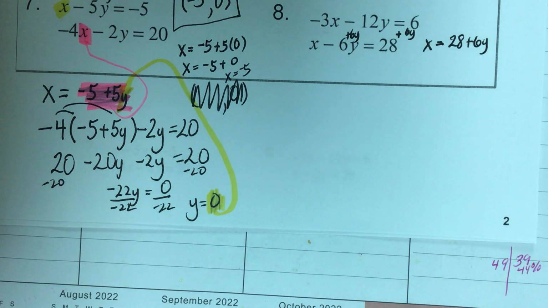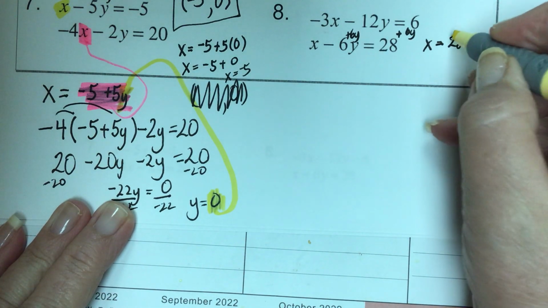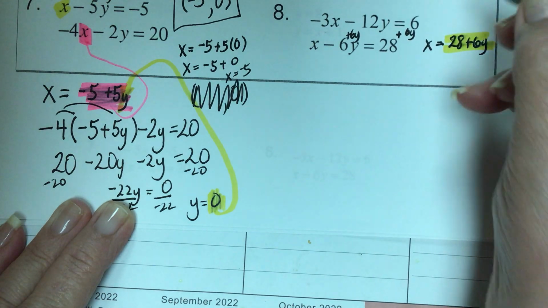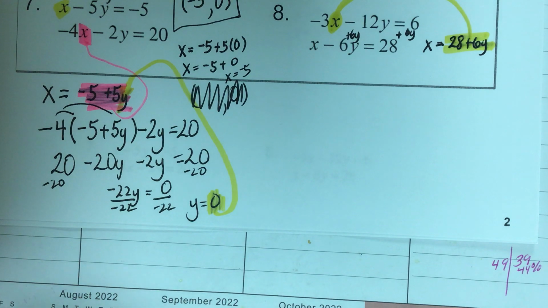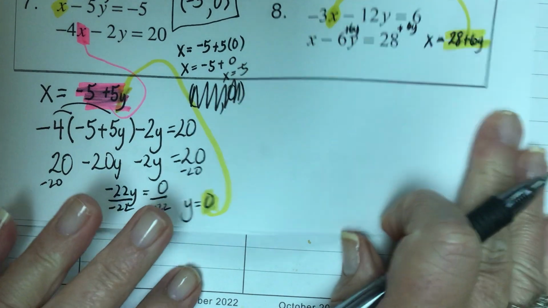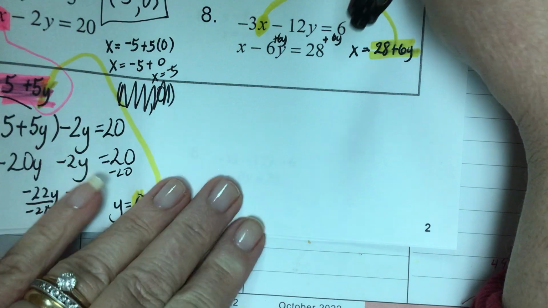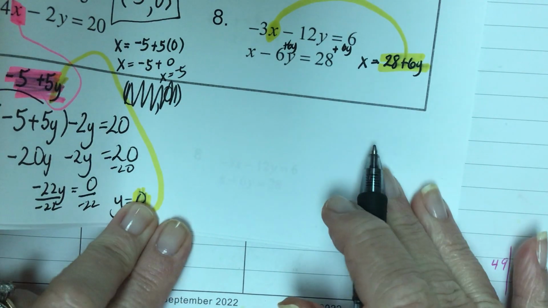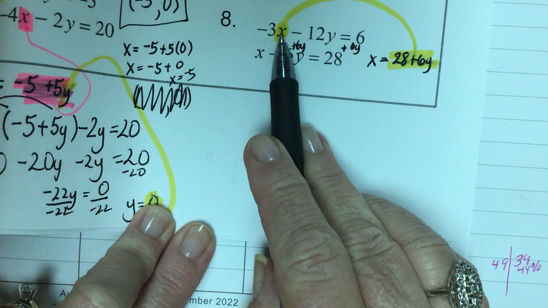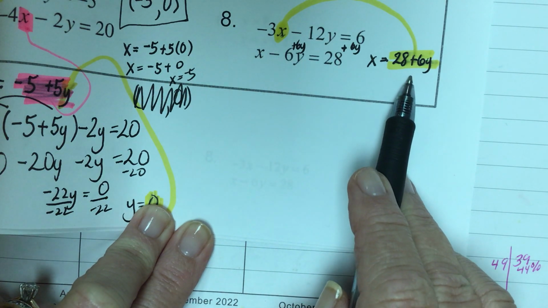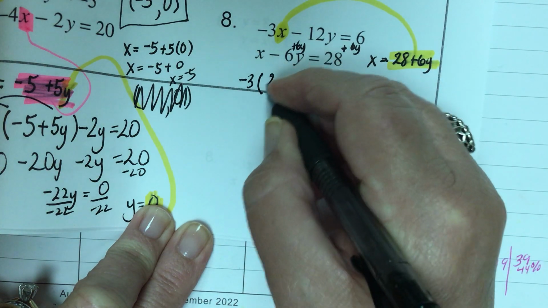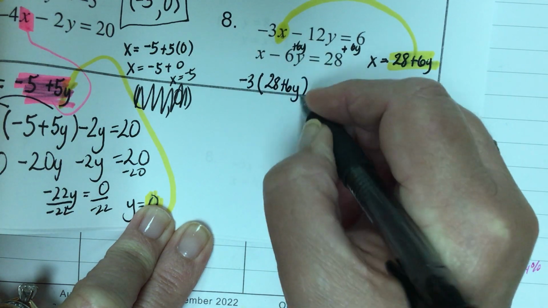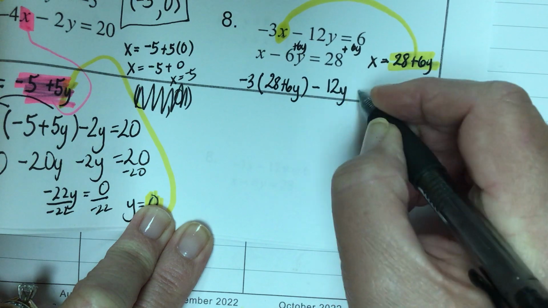And now we're going to substitute this expression, 28 plus 6y, in for x. Remember it said into the other equation. So everything else is going to stay the same. Only replace x with 28 plus 6y. So negative 3 times 28 plus 6y minus 12y equals 6.